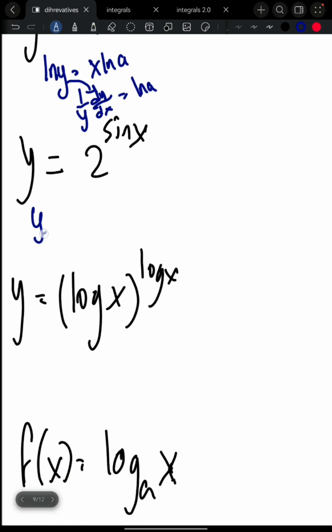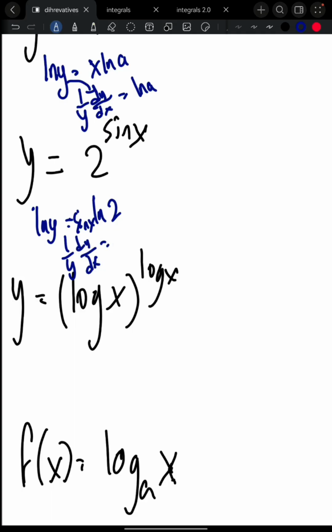I haven't gone outside. Anyways, we do the same thing here, right? ln of y is equal to ln of 2 to the sine x. Bring down the power, so it's going to be sine x ln of 2. Differentiate both sides to get 1 over y. Wait, speed running this is wrong. dy by dx is equal to, what is this equal to? This is cosine x times ln of 2, because ln of 2 is a constant, right?